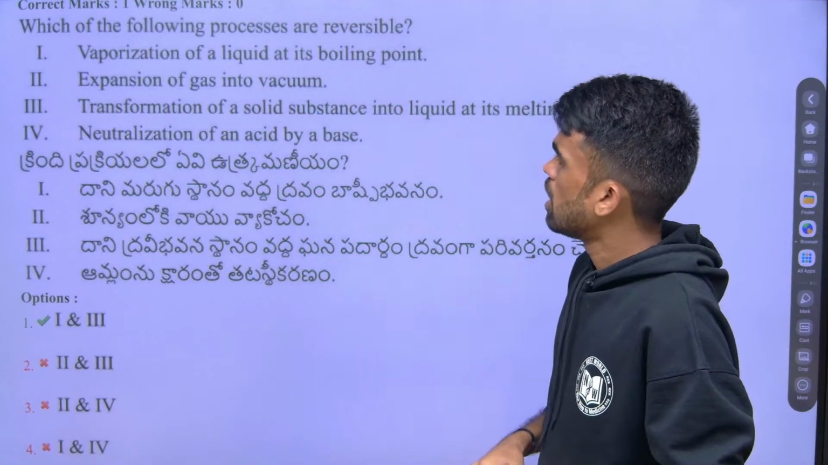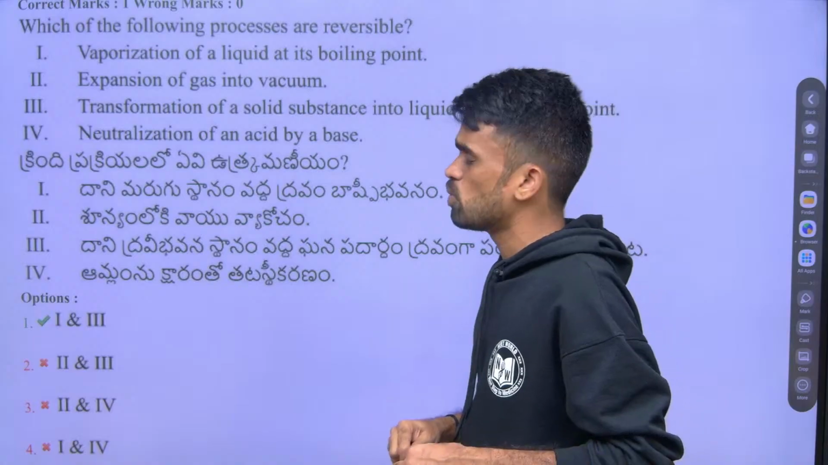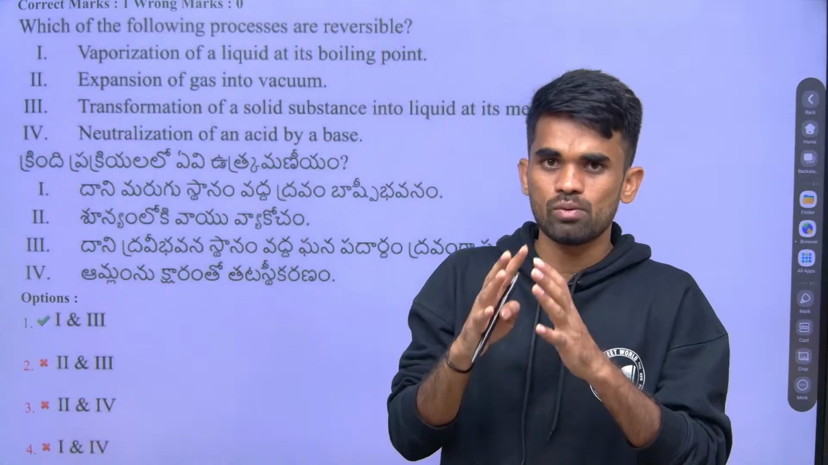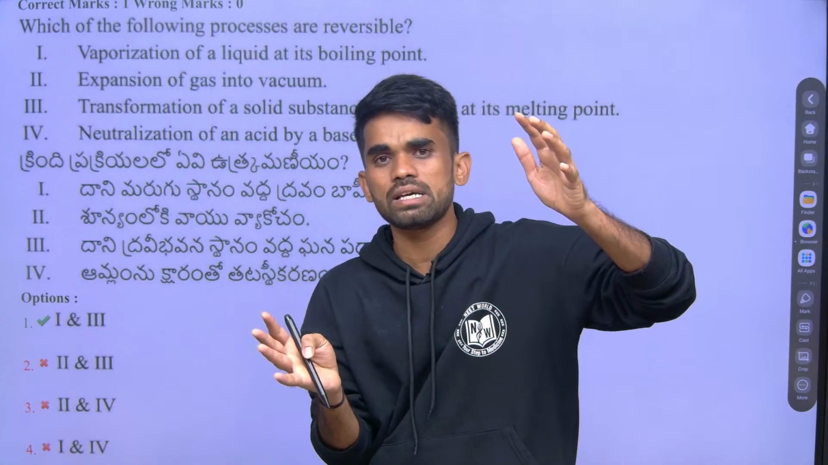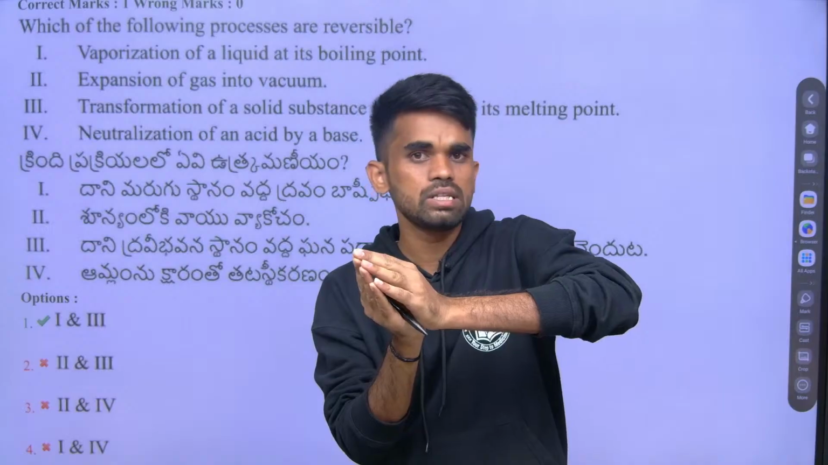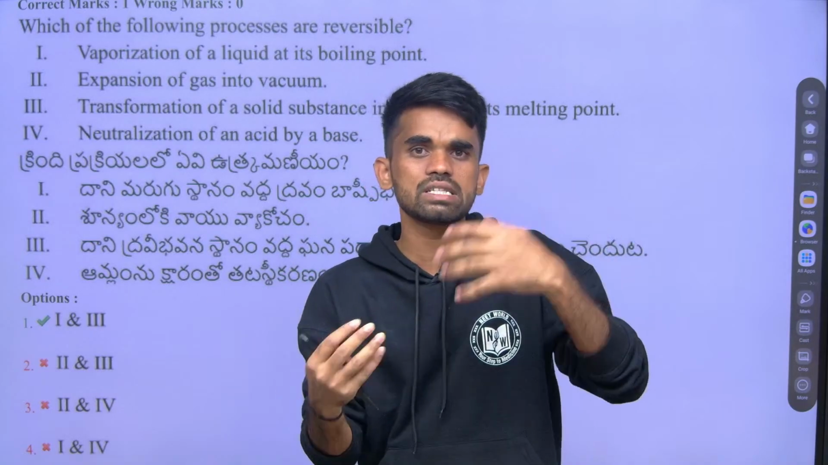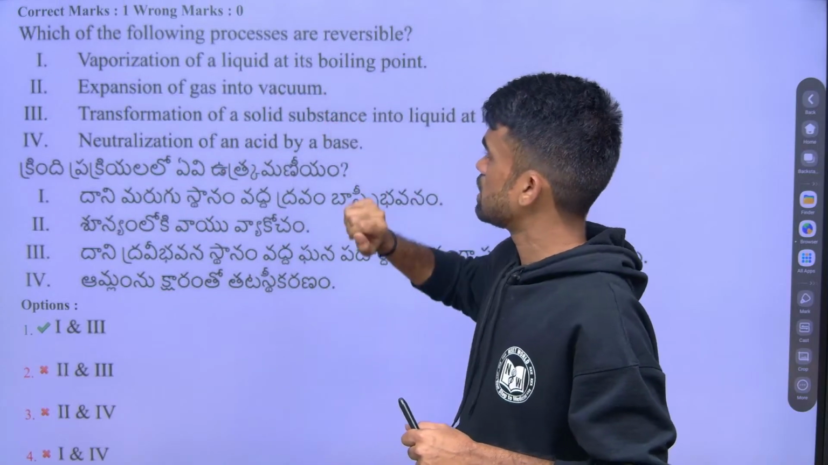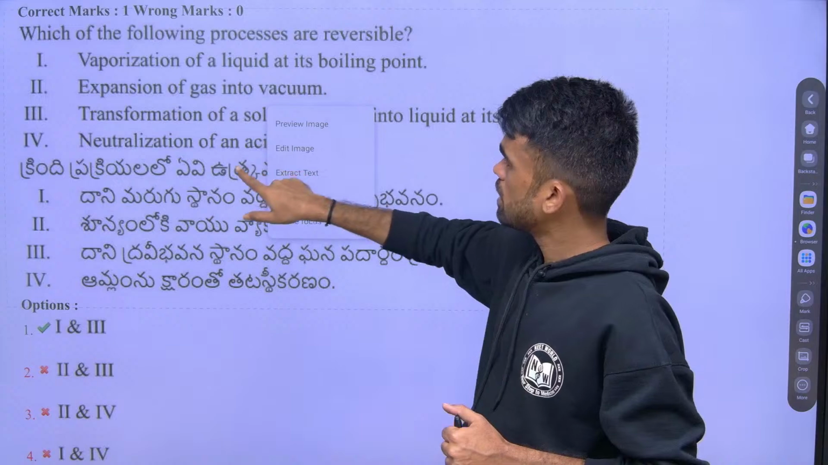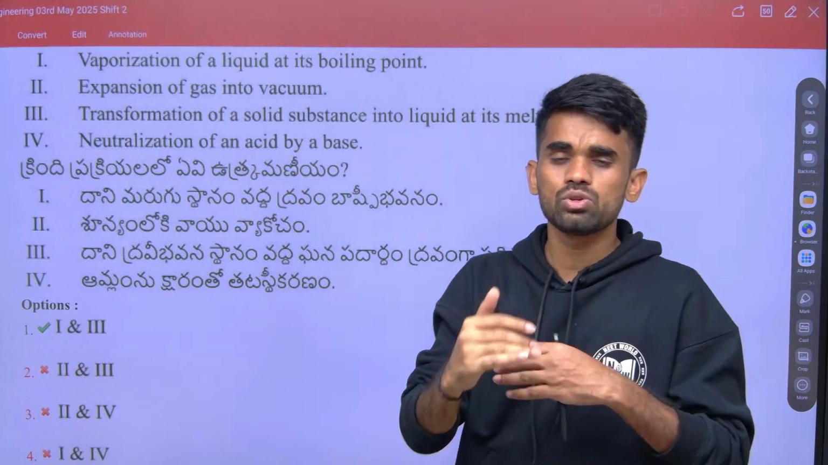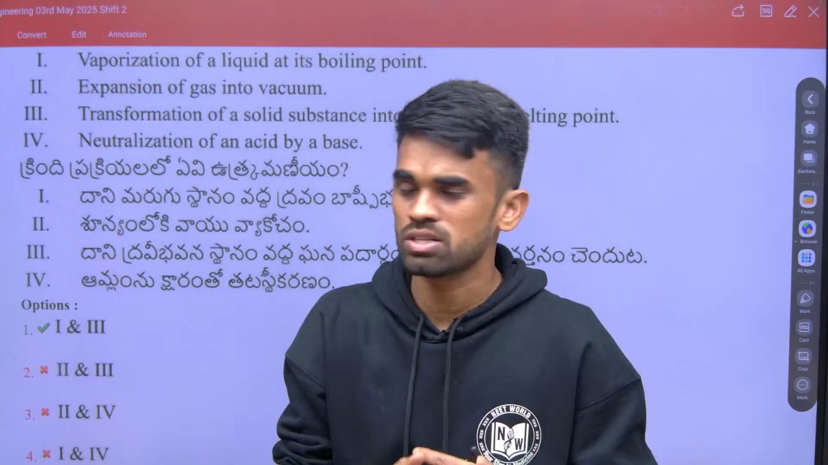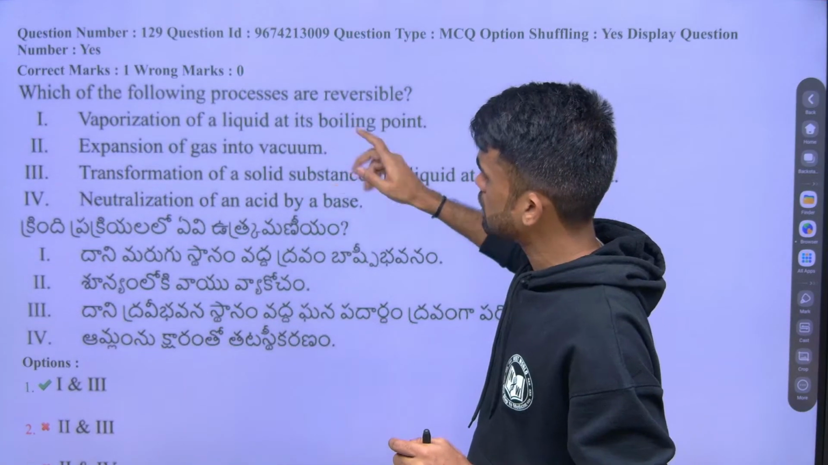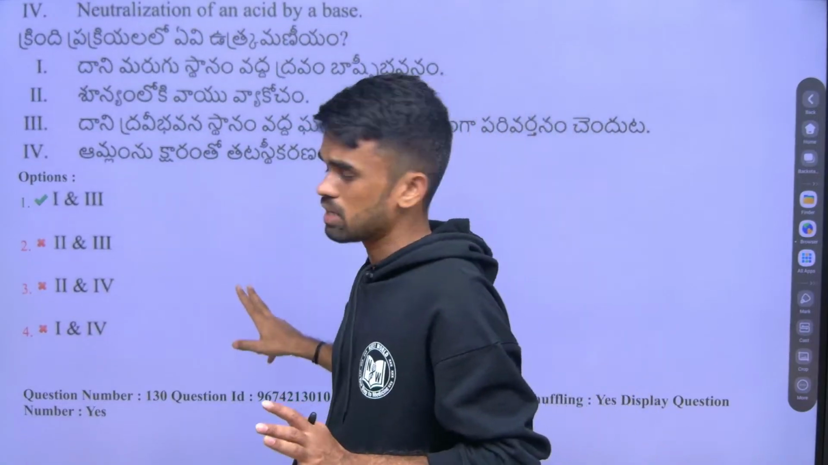Next, let us see option 2, expansion of a gas into vacuum. Vacuum means the external pressure will be 0, so free expansion takes place. Whenever it is free expansion, with no external force, there is no reversibility. It is a one-sided process, so there is no reversibility in the second option. And the next, acid-base neutralization, is generally an irreversible reaction. So the reversible processes here are 1 and 3 only, and only 1 and 3 is correct for this question.